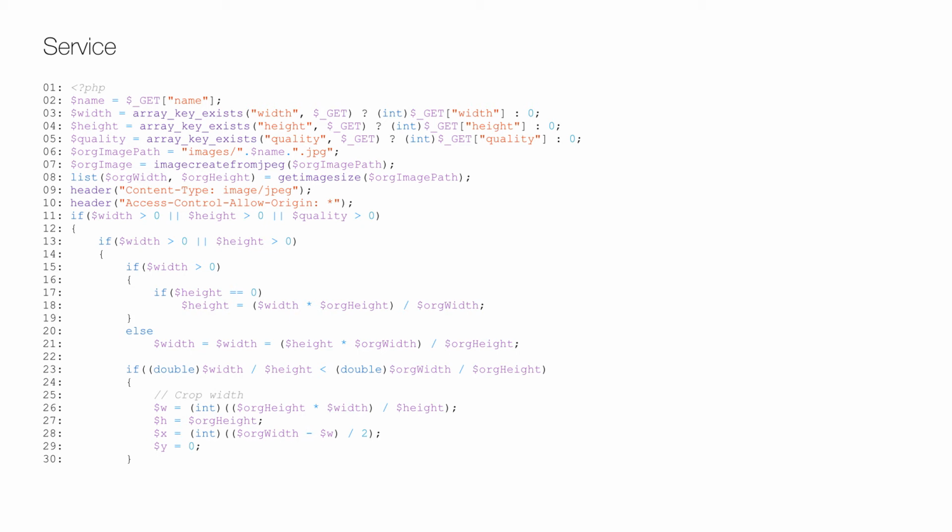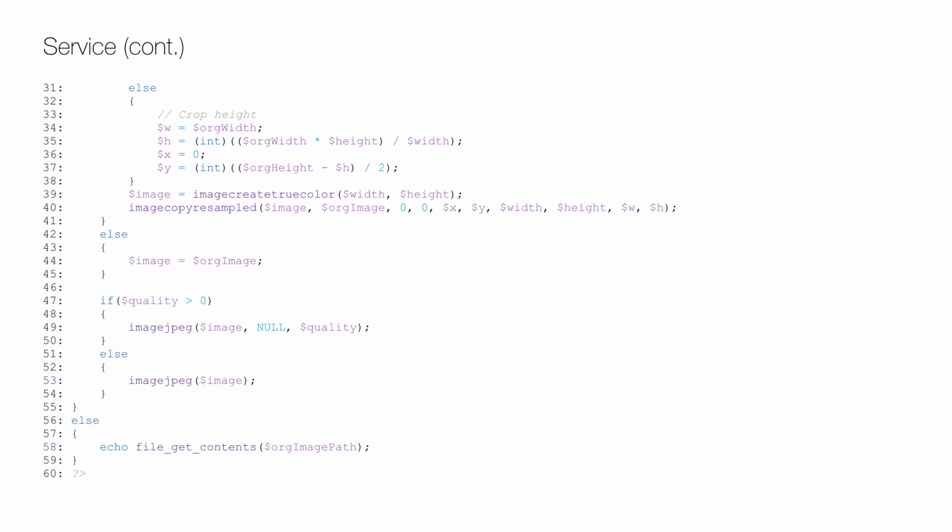If any resize parameters were specified, that we check on line 13, we make sure that the image will fill the new size on line 15 to 21, and then crop the image to that size on line 23 to 40. And if no resize parameters were specified, we simply use the original image on line 44.